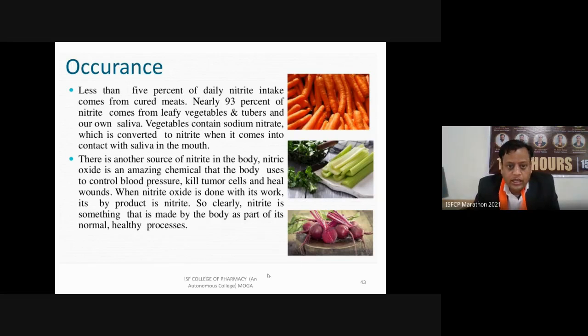There is another source of nitrite in the body, nitric oxide. Nitric oxide is an amazing chemical that the body uses to control blood pressure, kill tumor cells and heal wounds. When nitric oxide is done with its work, its byproduct is nitrite. So whenever nitric oxide works, its byproduct is nitrite, sodium nitrite. So this is also another source in our body.